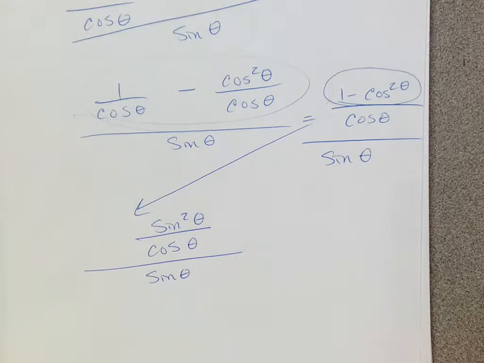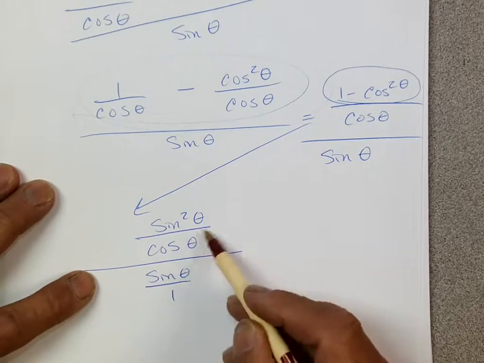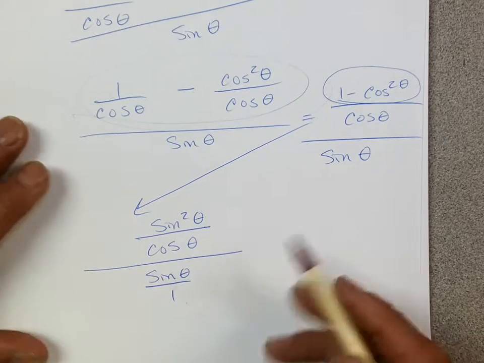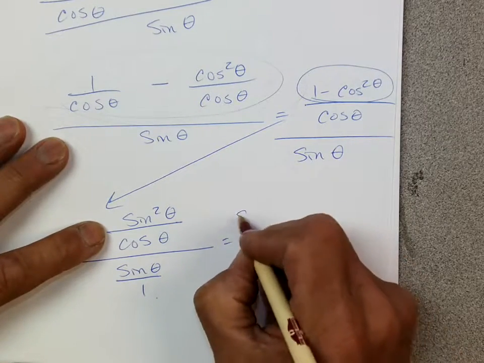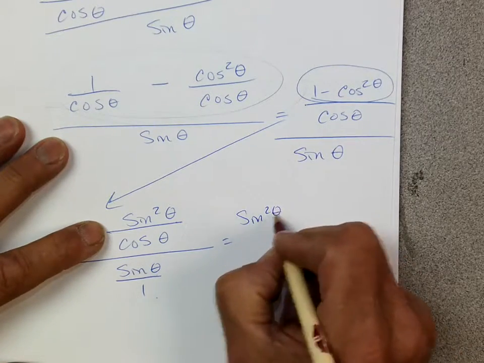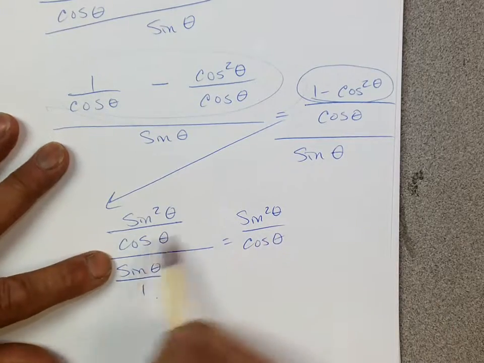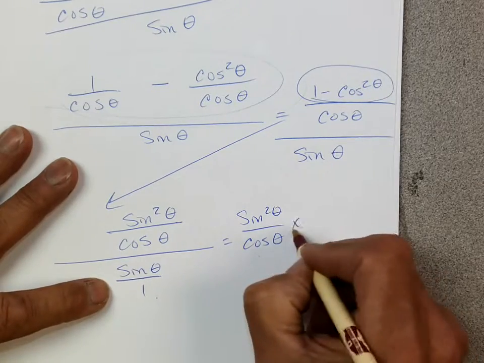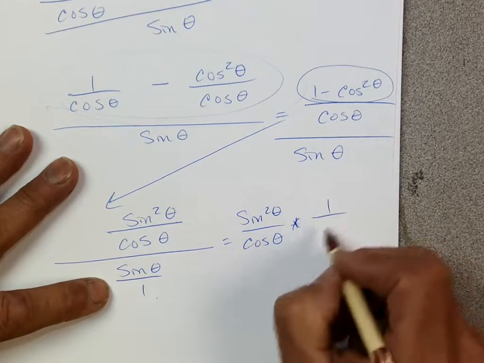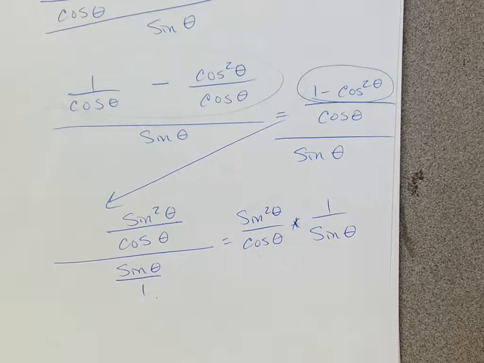Now this thing's getting close to being done. It still looks bad, but remember, when we have a fraction divided by a fraction, we invert and multiply, just like good old-fashioned 6th grade math. So let's change this to sine squared theta over cosine theta, and then invert and multiply by 1 over sine theta. Hey, we're almost done. We really are close.